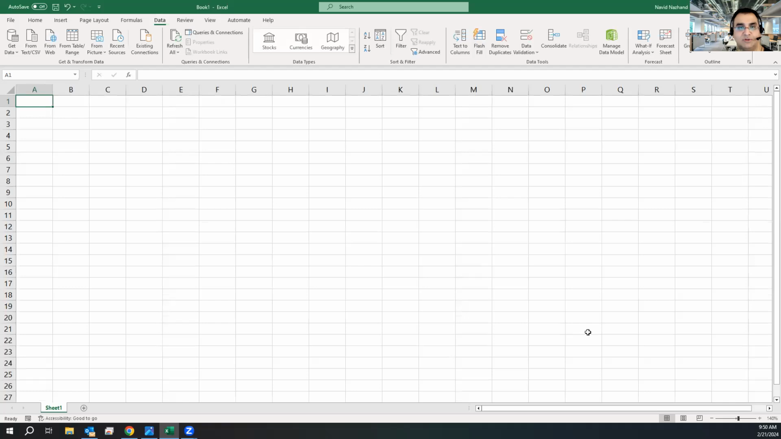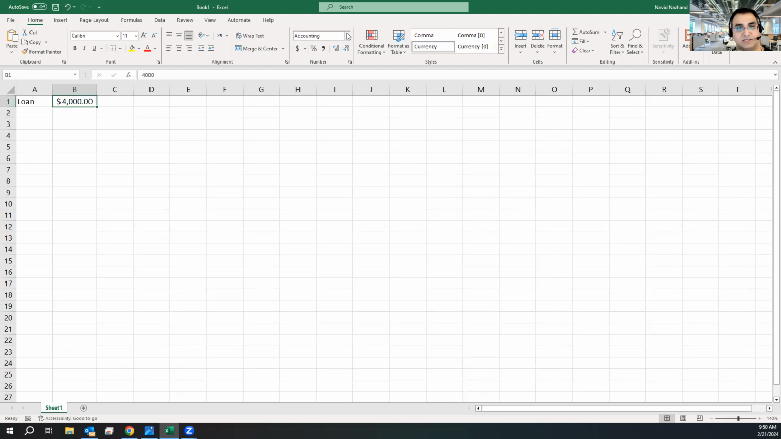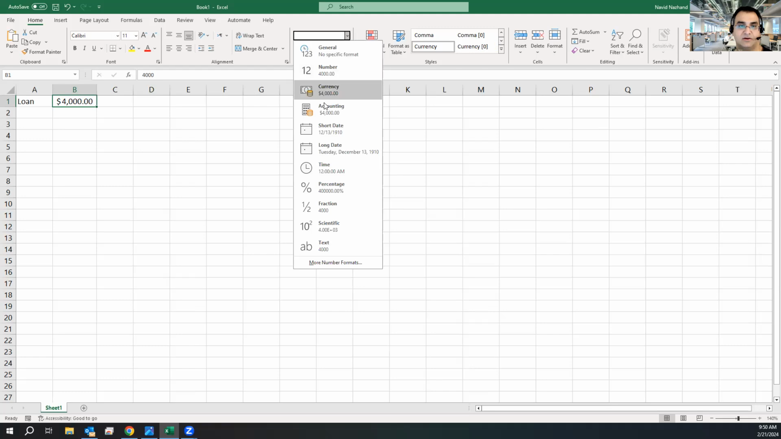I'm just going to zoom in for you, as you can see on the screen. Here I'm going to give you a scenario: imagine that we're going to get a loan from a bank. The loan could be, for example, $4,000. So I just put 4,000, click on the Home tab, and then here you can choose the appropriate sign for that. This one is $, or you can go to accounting or choose currency, one of those for the loan amount.